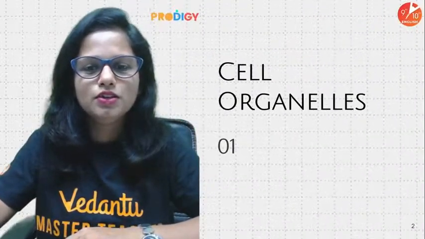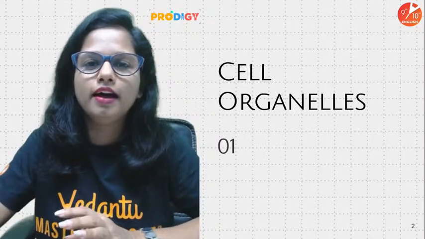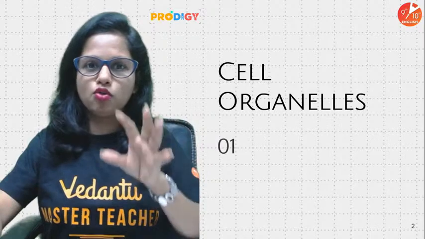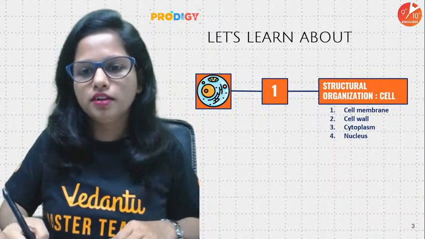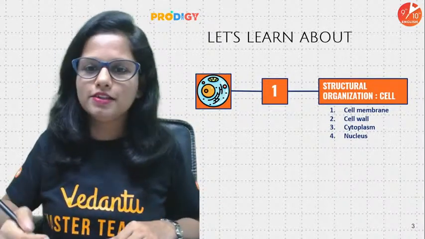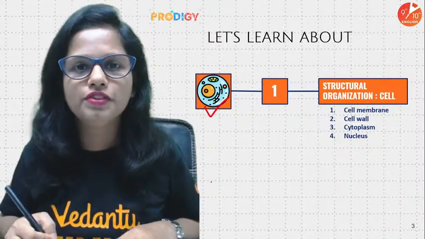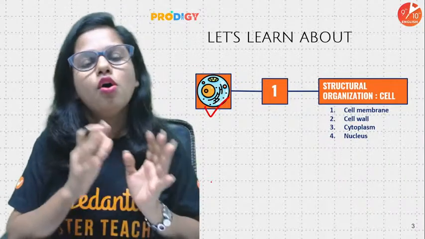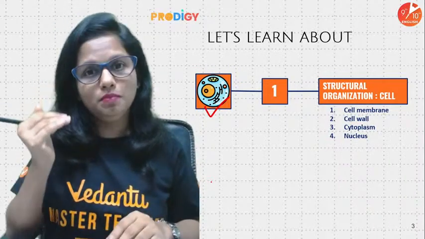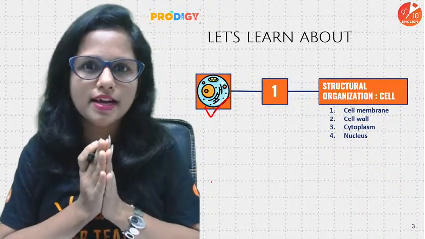Yeah, it's fine. So people, today we are going to start with the basic structure of a cell. Today we are going to focus on the structural organization of a cell. When I say structural organization of a cell, every cell has some basic components, whether it's a plant cell or an animal cell. So we are going to study about those components in our session.